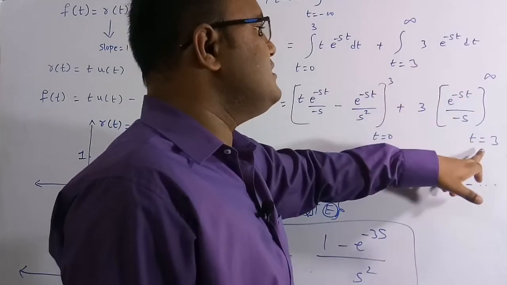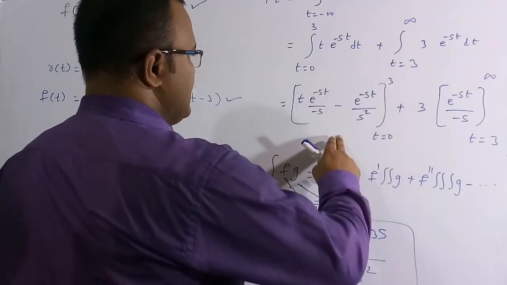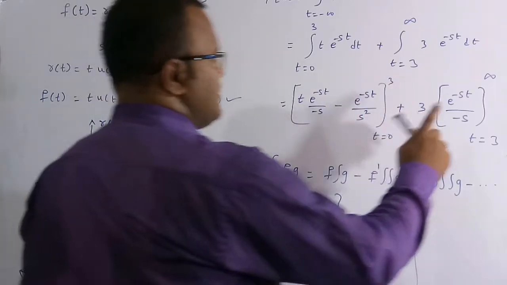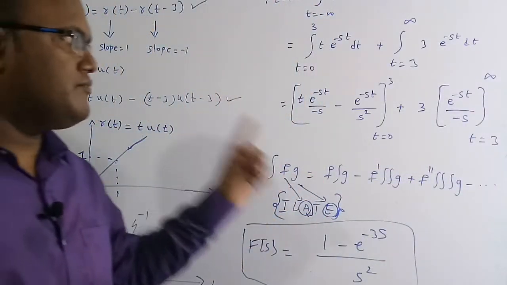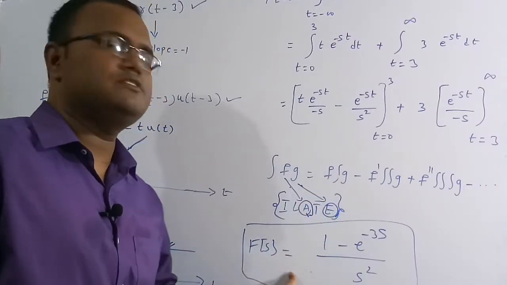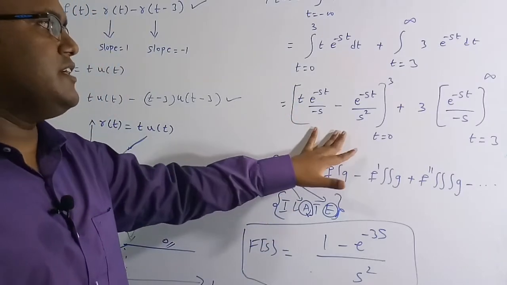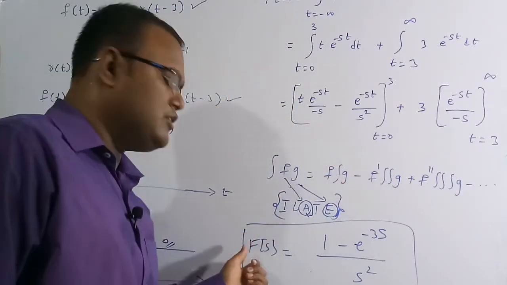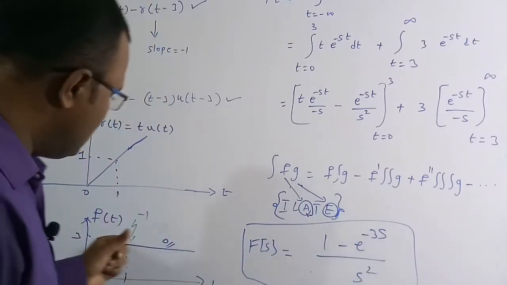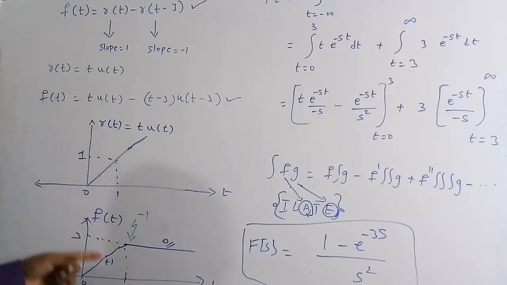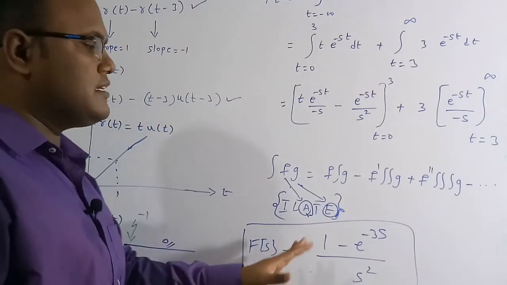So e to the power of minus st by minus s from t is equal to 3 to infinity. Now I substitute the limits: at t is equal to 3 minus t is equal to 0, and similarly t is equal to infinity minus t is equal to 3. Substitute the upper limit minus the lower limit, and after doing the simplifications we get F of s is equal to 1 minus e to the power of minus 3s by s square. I recommend you do this calculation in a very careful manner. So for this graph of f of t, the Laplace transform is 1 minus e to the power of minus 3s by s square, and this is the correct solution of this question.